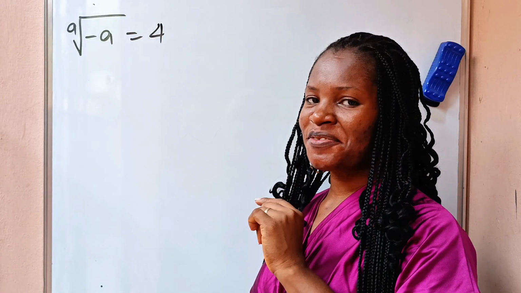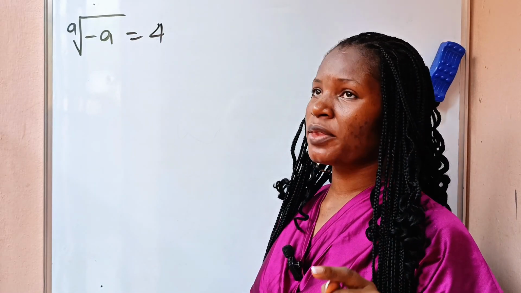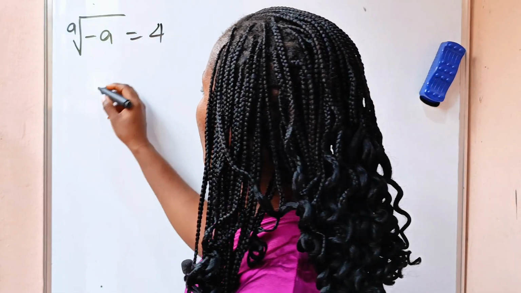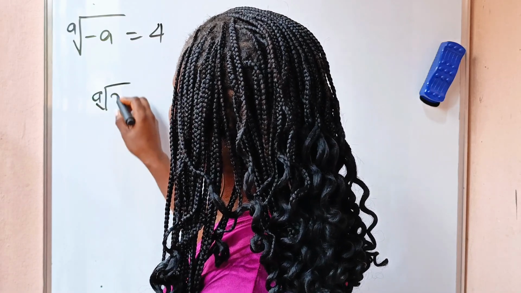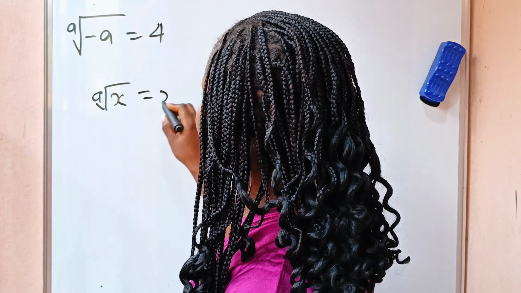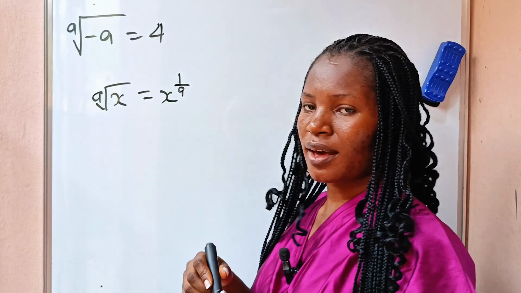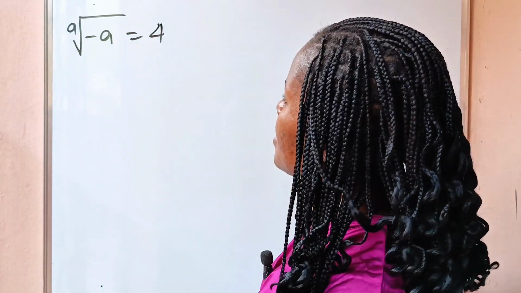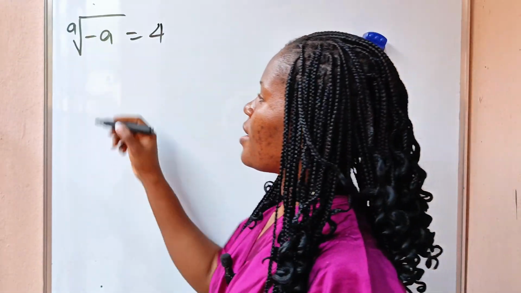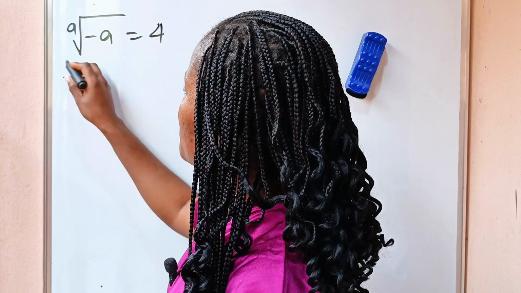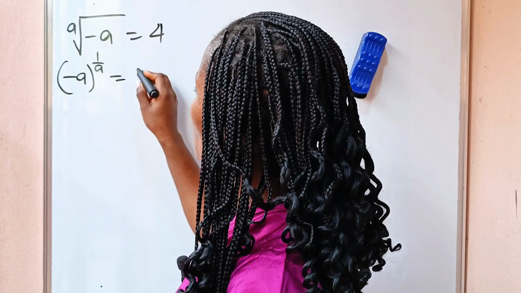Shall we get the value of a using two methods? First method, recall that when you have a root x, this is the same thing as x raised to the power of 1 over a. So that means that the a-th root of minus a is the same thing as minus a raised to the power of 1 over a, which is equal to 4.